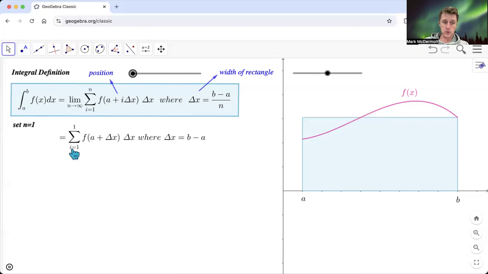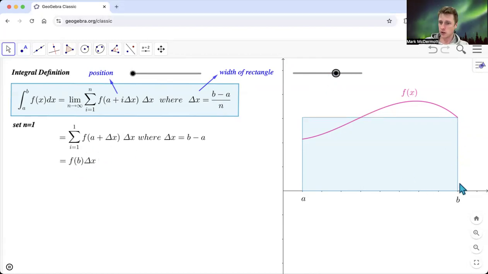Let's have a look at all this. We're saying f of a plus delta x. We need to evaluate the function at a plus delta x. Well, delta x is b minus a. So a plus b minus a. Now I'm going to say that again. A plus b minus a is just b. So this turns out to be f of b. And that should make sense, right?